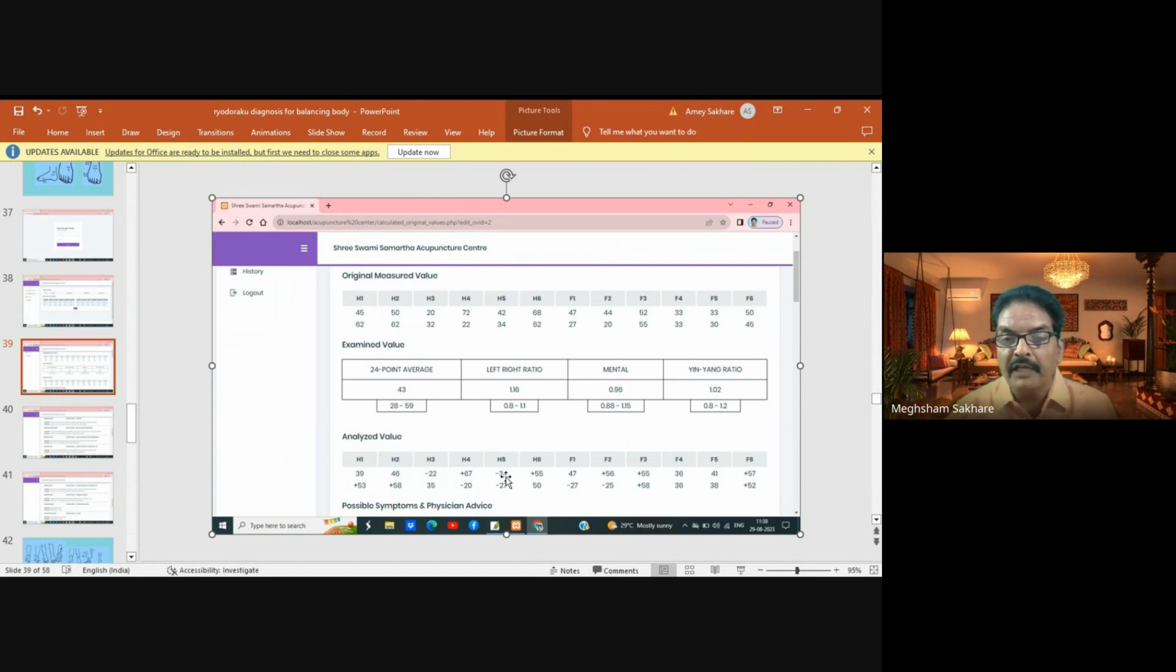Here H5, that is triple warmer, both left and right side on the hand are negative. And here F3, right and left side, are excess. So here we should use sedation treatment. For K3, we should use tonifying treatment.